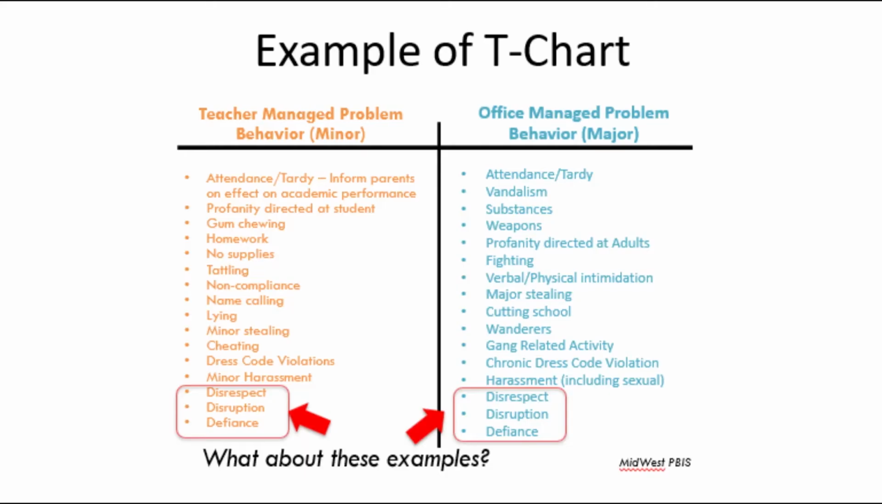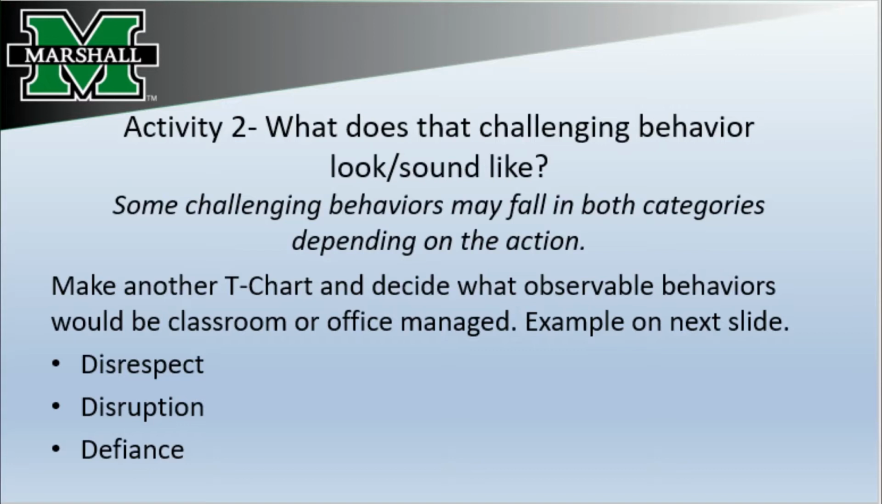This is an example of a T-chart that you can use to help staff understand how to do the activity. There is no right or wrong place to put the behavior, so do not use this as an example to replicate for your school. Your staff may soon learn that some problem behaviors seem to go on both sides. What should we do about that? This leads us to the second activity.